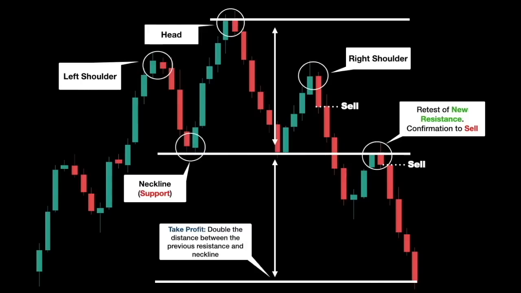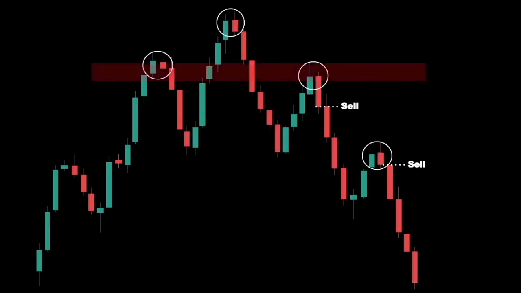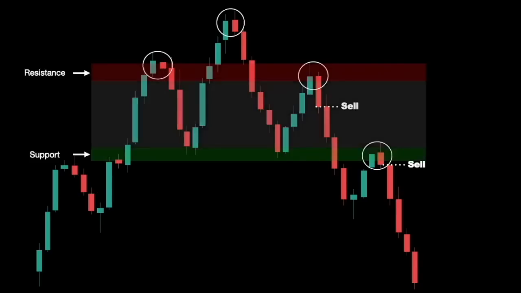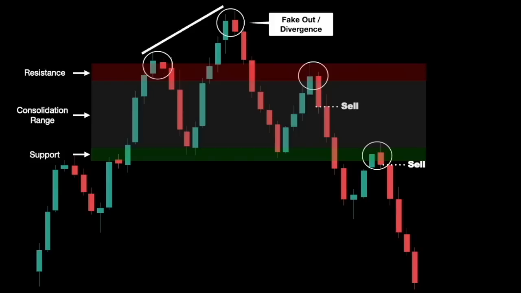Let's see in more detail the dynamics of the head and shoulders chart pattern. The head and shoulders pattern is simply a range of price consolidation formed with a resistance and a support level. The pattern is similar to a triple top, but it has a middle fake out or liquidity trap called the head of the pattern. The fake out can also indicate a divergence between the price and an oscillator, such as the stochastic or the relative strength index. Price shows a higher high, but the oscillator shows a lower high. This means that a reversal is soon going to happen. Price is simply gathering more liquidity before pushing to the downside.